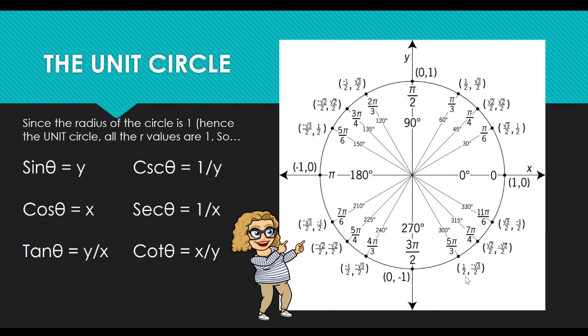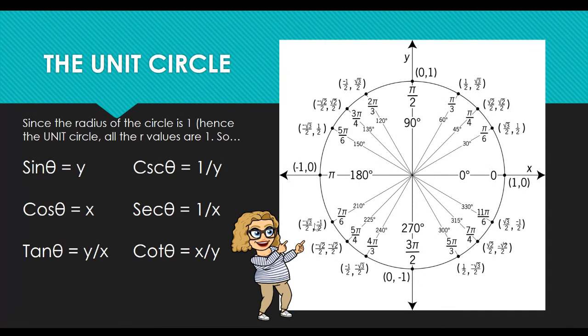If I say, what is the tangent of 5 pi over 4? You go to 5 pi over 4. Tangent is y over x. Well, those are the same thing. Anything over itself is 1. So its tangent is 1. So that's how the unit circle works. Sine is y, cosine's x, tangent is y over x.